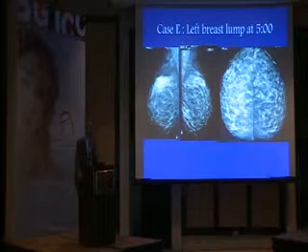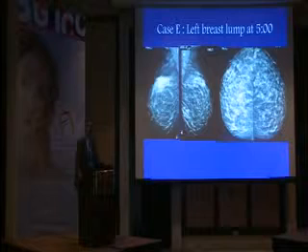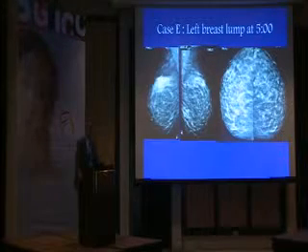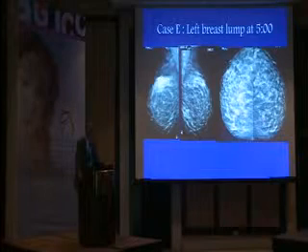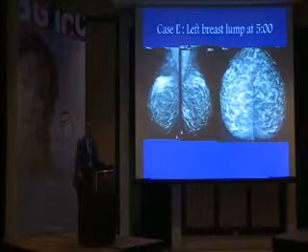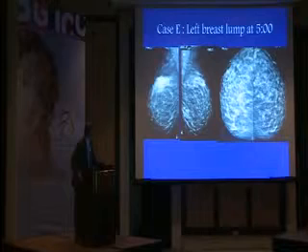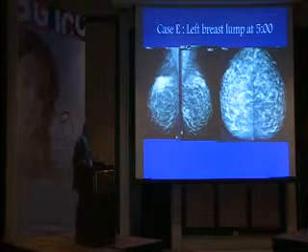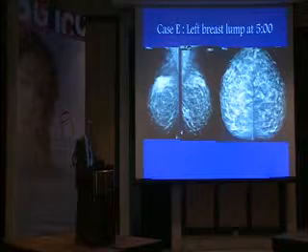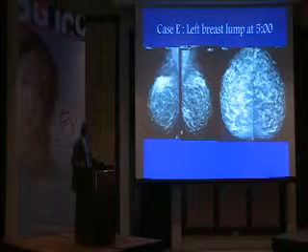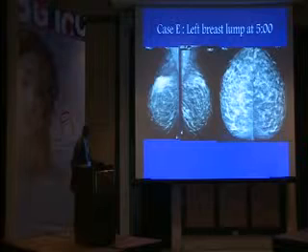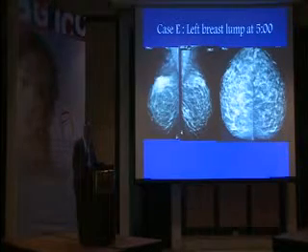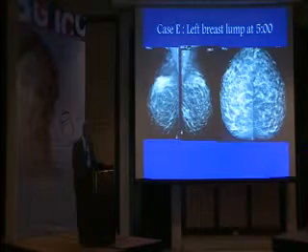So this is another case, which is a very heterogeneous breast, and she's coming with a lump in the lower outer quadrant of the left breast. And this was her mammogram. So we are dealing with a left breast lump in the lower outer quadrant. Can you see anything? I can't, but maybe, who knows. So this is the mammogram.